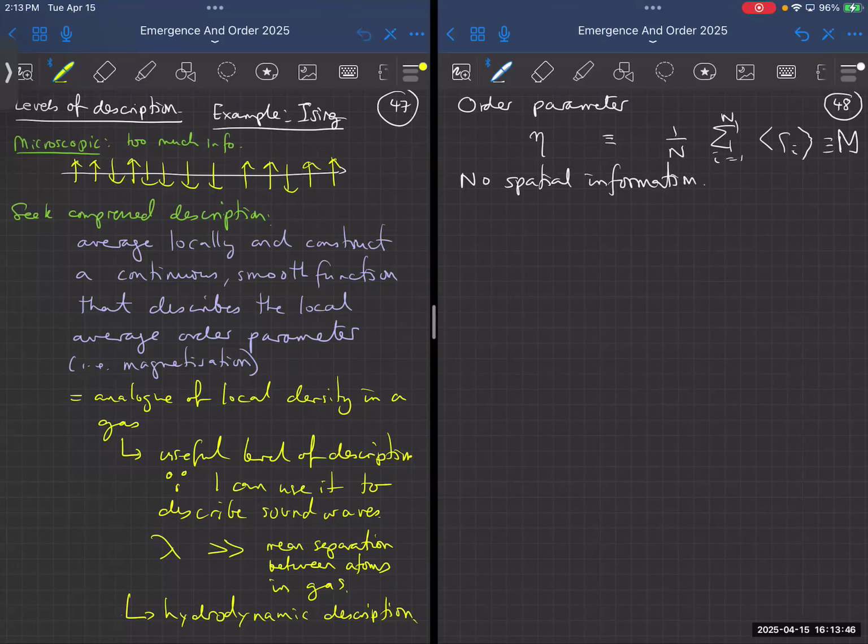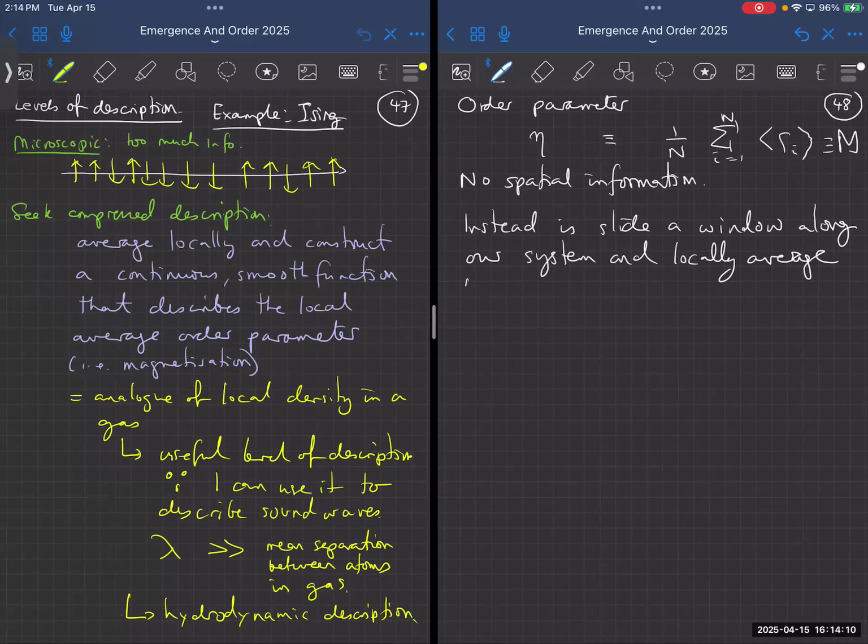So what we're going to do instead is slide a window along our system and locally average the spins in that window.